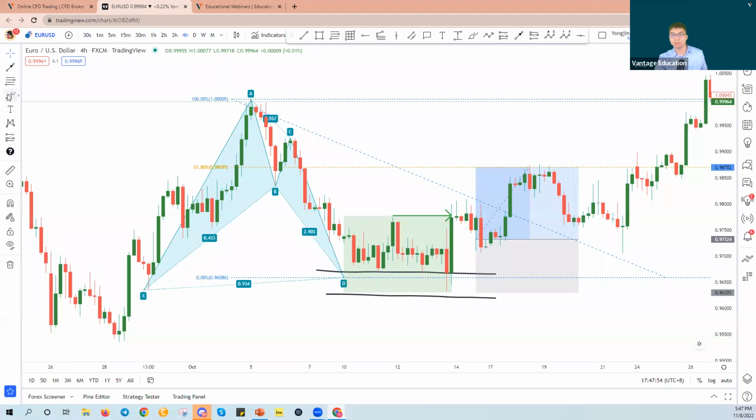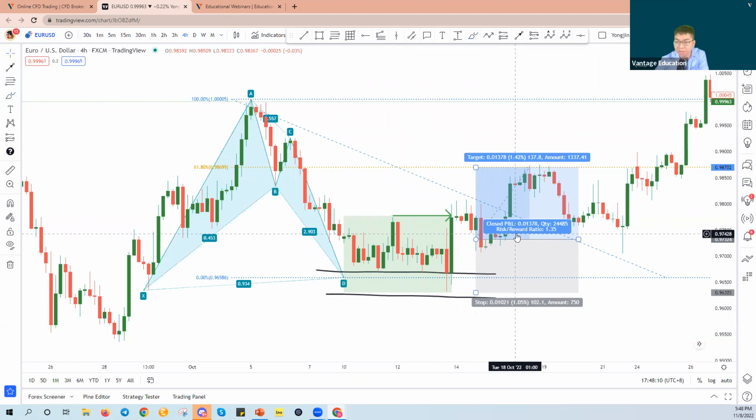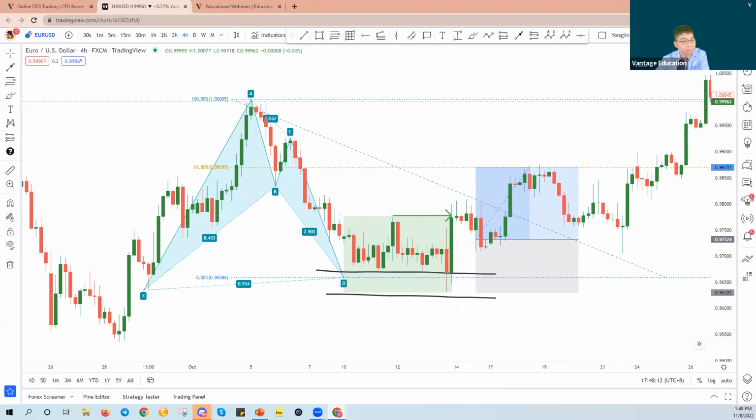61.8%. You see nicely. Price tapped in. Very nicely. And then it reversed back down. So target 2, this is the final target for this BATS wave. But then honestly, the risk to reward isn't that worth it. It's like 1.35. Not the best, but it's fine. So yeah, this is how you draw it. Pretty technical. This is the bullish BATS pattern.